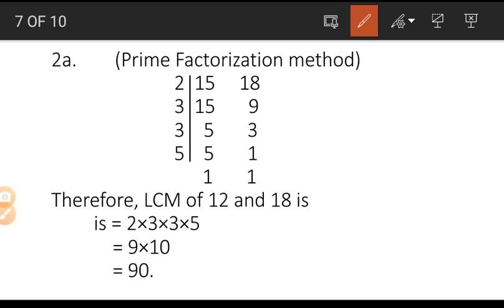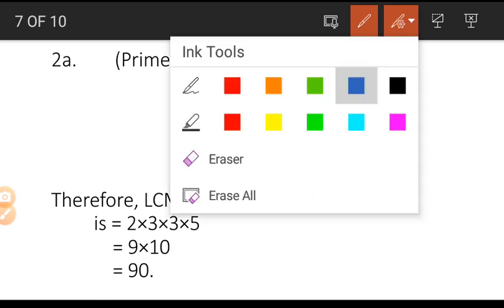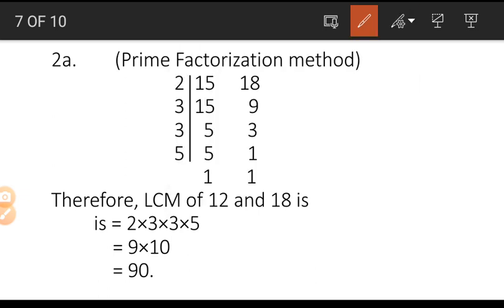Now we have 5 and a 1, so we put down a 5. 5 into 5 is 1. And since we cannot divide this 1, we bring down 1. So now we have 1 and 1. So we stop dividing and look at our prime factors.